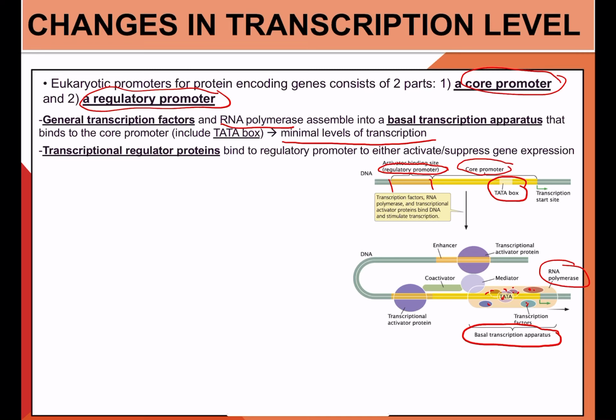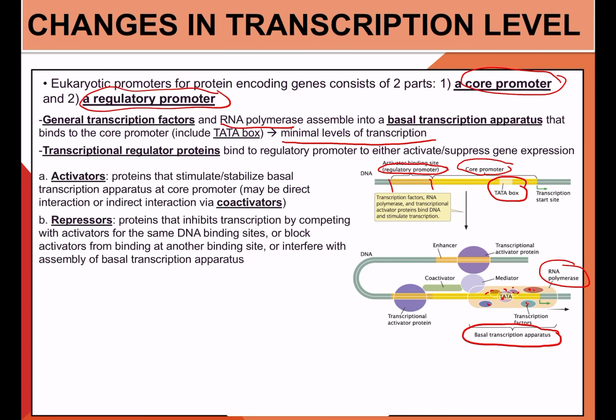There are actually multiple parts of the transcription apparatus that must all combine and bind together to assemble this basal transcription apparatus on the core promoter. Now again, this core promoter with the basal transcription apparatus will only transcribe at a minimal level. In order to really turn this gene on or express a lot of the proteins, you need the help of transcriptional activator proteins. So those transcriptional regulator proteins can be activators or repressors.